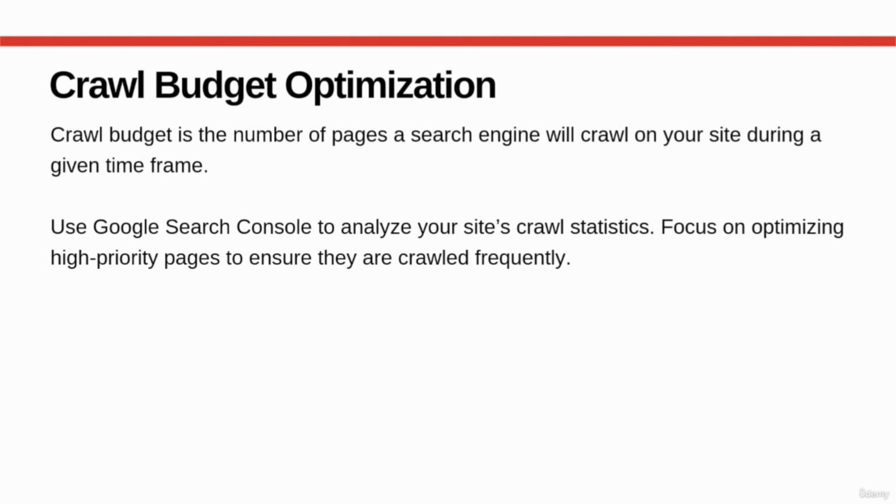Crawl budget optimization. Crawl budget is the number of pages a search engine will crawl on your site during a given time frame. Use Google Search Console to analyze your site's crawl statistics. Focus on optimizing high priority pages to ensure they are crawled frequently.